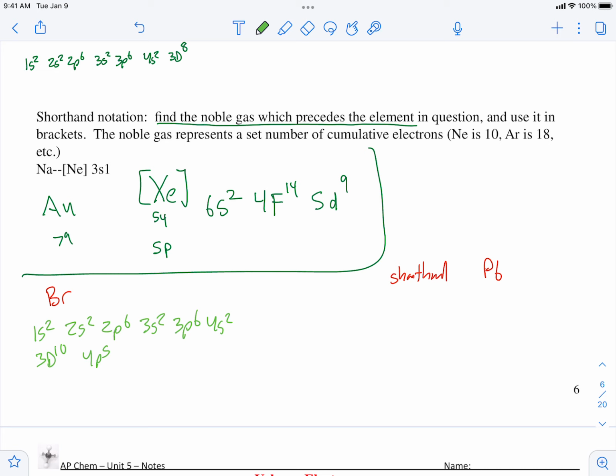Lead is element 82. The noble gas which precedes it is what? Xenon. And xenon, again, represents 54 electrons. Lead is 82, so we've got to get up to 82. Okay, so what follows xenon? 6s2, and then 4f14, that is now 70 electrons. And then 5d10, that is now 80. 6p2. There you go. Okay, so SPDF notation, regular and shorthand. Are we okay? Yeah? All right.